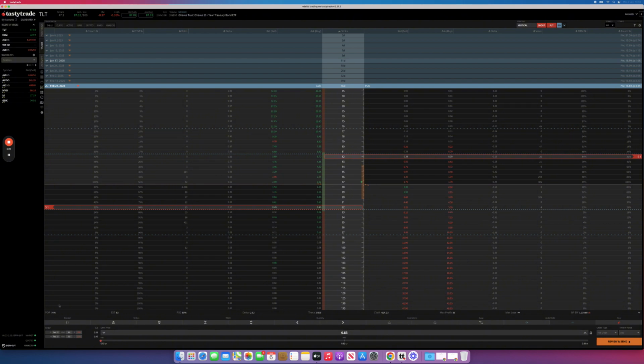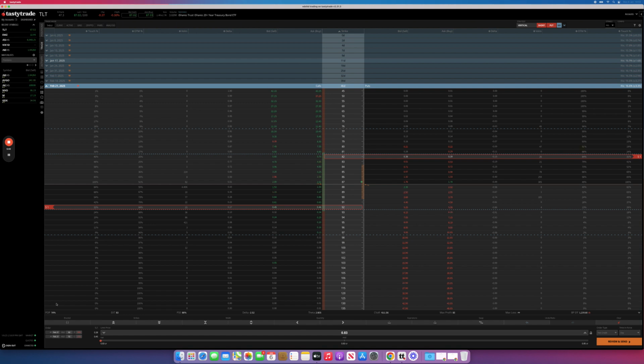Now, if we look in the bottom left corner above our order, we have a POP of 74%. POP is probability of profit, which means that at expiration we have a 74% chance of making at least 1 penny on this position at some point over the next 46 days.